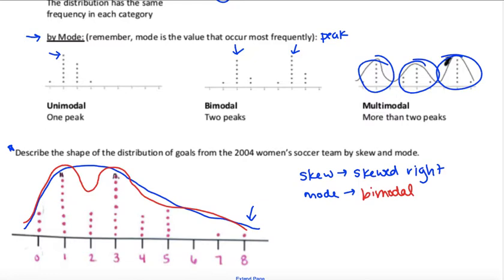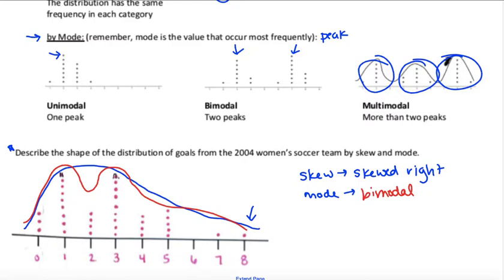If we wanted to bring in the context here, we would say the data seems to be skewed right, which means there are fewer games where there were lots of goals scored. The distribution is bimodal, where we had lots of games that had 1 goal scored and lots of games that had 3 goals scored.